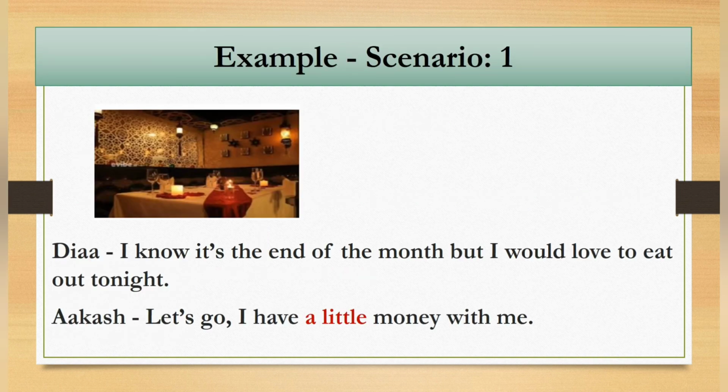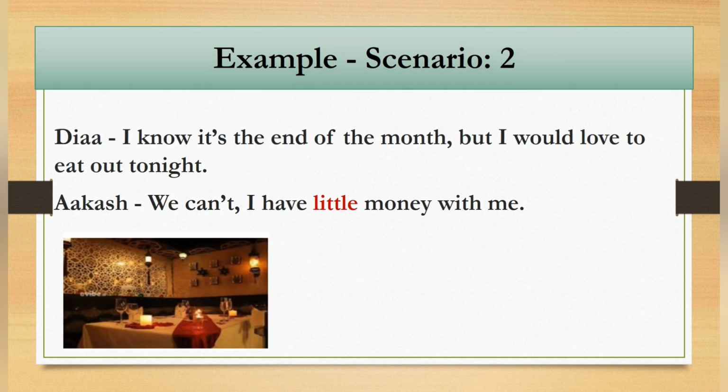Now let's consider the following conversation between Diya and Akash. Diya says, I know it's the end of the month, but I would love to eat out tonight. And Akash replies, let's go. I have a little money with me. In the second scenario, Diya again says, I know it's the end of the month, but I would love to eat out tonight. And this time Akash replies, we can't. I have little money with me.